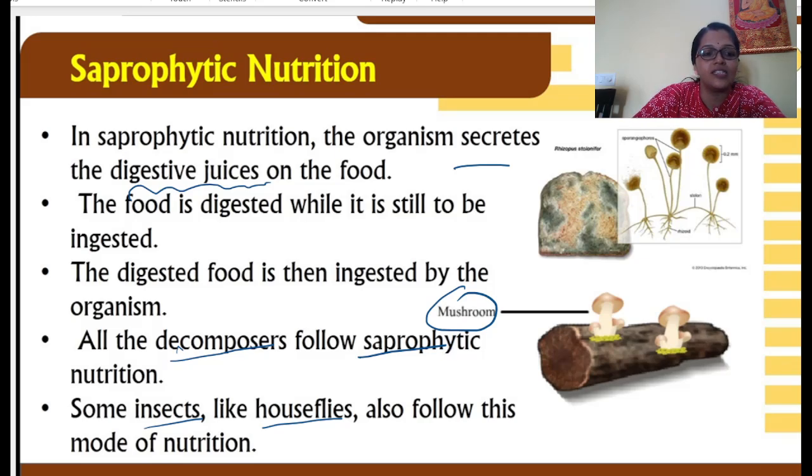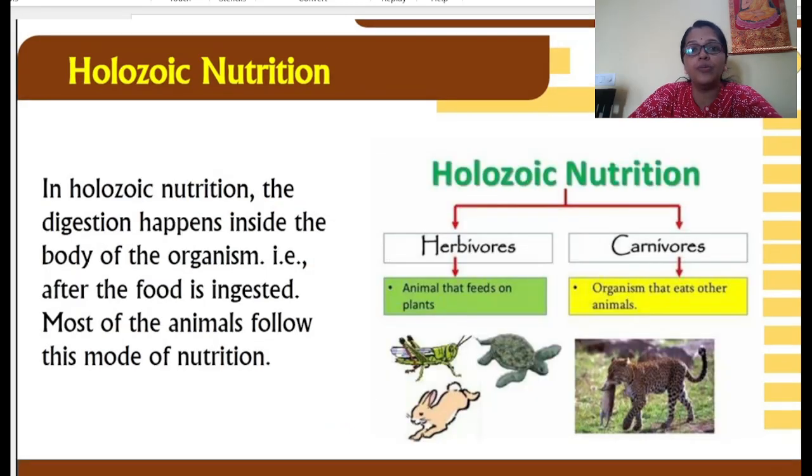Now the next one is Holozoic nutrition. Holozoic means the digestion happens inside the body. Here the digestion happens inside the body of the organism after the food is ingested. This mode of nutrition is seen in herbivores, carnivores, and definitely omnivores, which eat both plants and animals.